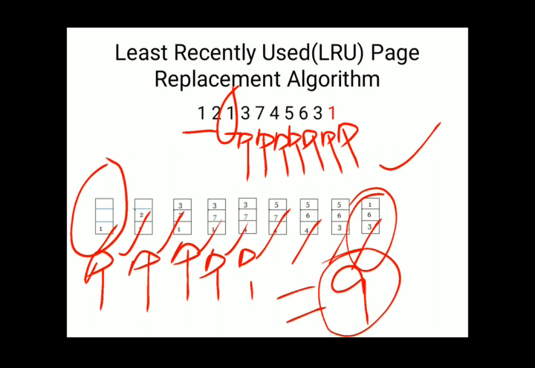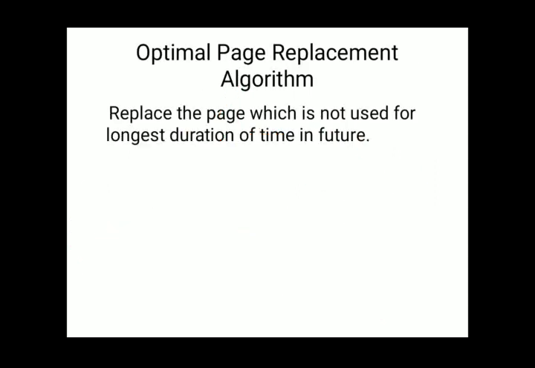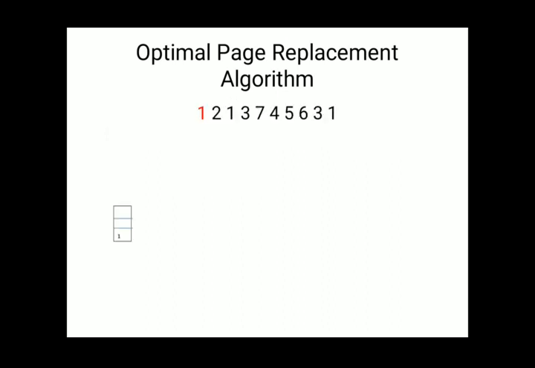So understand the next algorithm, that is the optimal page replacement algorithm. In this algorithm we have to replace the page which is not used for the longest duration of time in the future. It means we have to replace the page which is going to be used much later in the future. So start with the example. We have given this sequence already in the question.